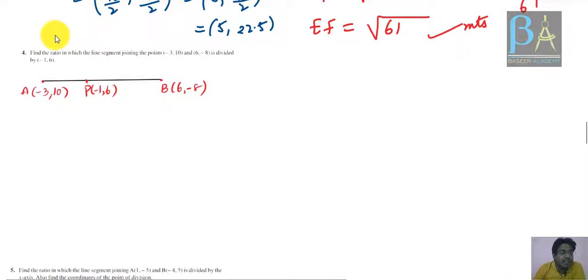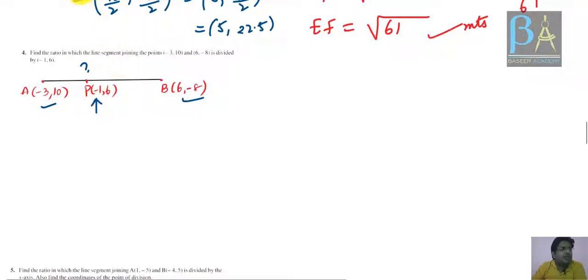Now the next question, it says find the ratio in which the line segment joining the points (-3, 10) and (6, -8) is divided by (-1, 6). Now previously the ratio in which the point P is dividing the line segment AB was given to us, and we were supposed to find out the coordinates of point P. But this time we know the coordinates of point P and we have to find out the ratio in which the point P is dividing the line segment AB.